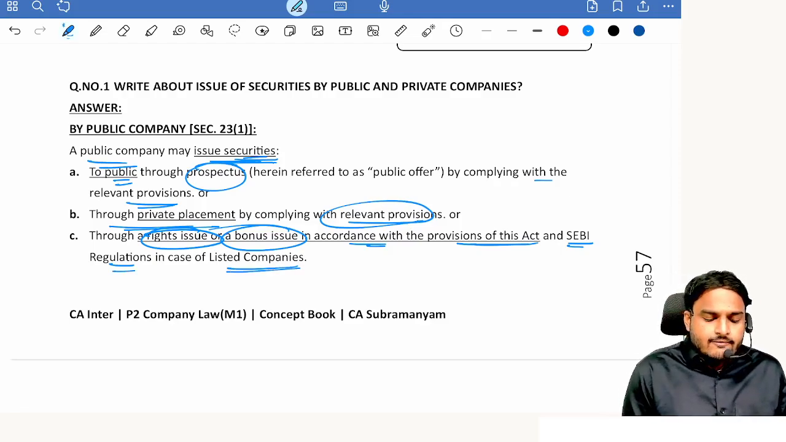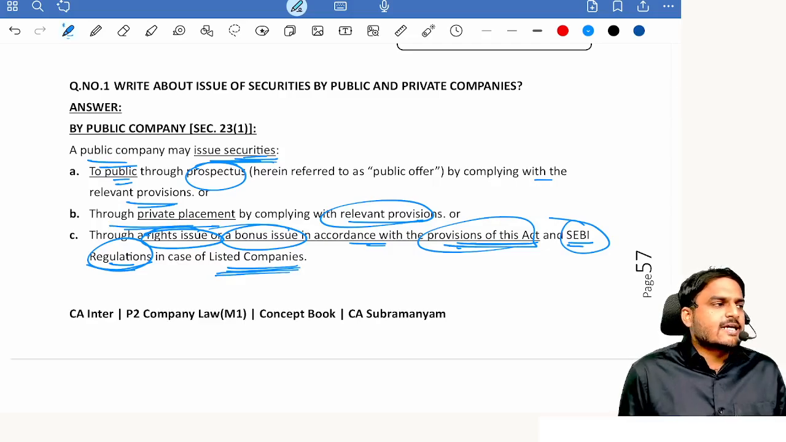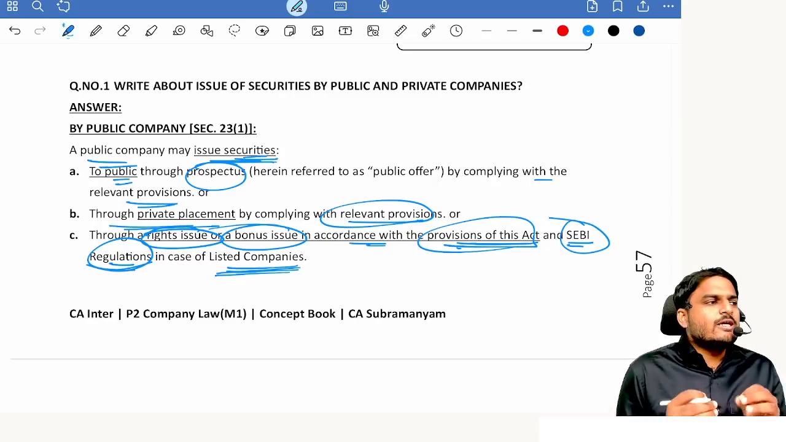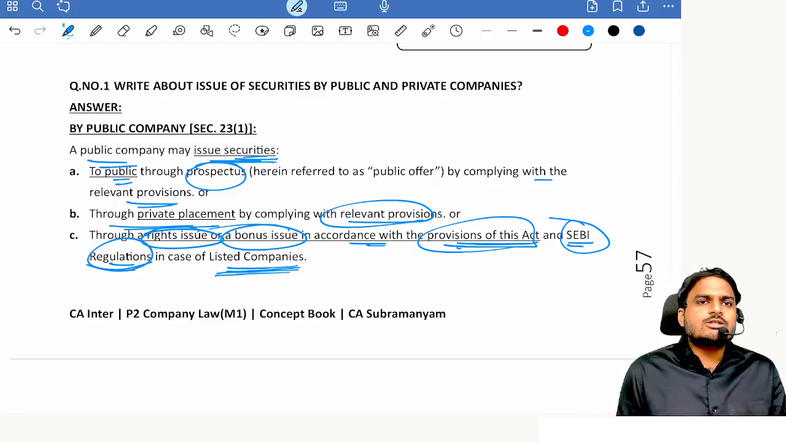Observe carefully, for listed companies only we follow SEBI regulations, whereas for other companies we just follow the provisions of this Act. This Act means the Companies Act. Come on, tell me, who has the power to frame company rules? Central government. That is all about section 24, powers of CG and SEBI.